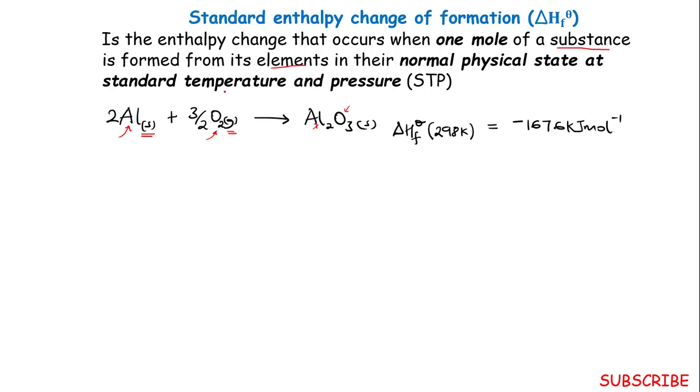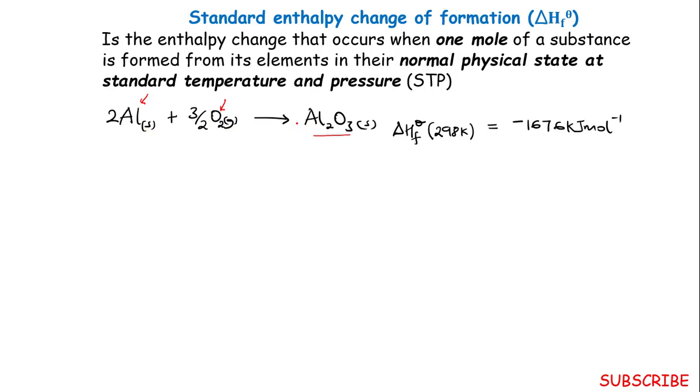Remember, standard temperature, we are basically dealing with 25 degrees Celsius or 298 Kelvin, while at standard pressure, we mainly mean 1 atmosphere or 101,325 pascals as our pressure. So, if we want to find the enthalpy change of formation of aluminium oxide, we have to ensure it's 1 mole and coming from the respective elements in their standard form. Aluminium as a solid, oxygen as a gas.